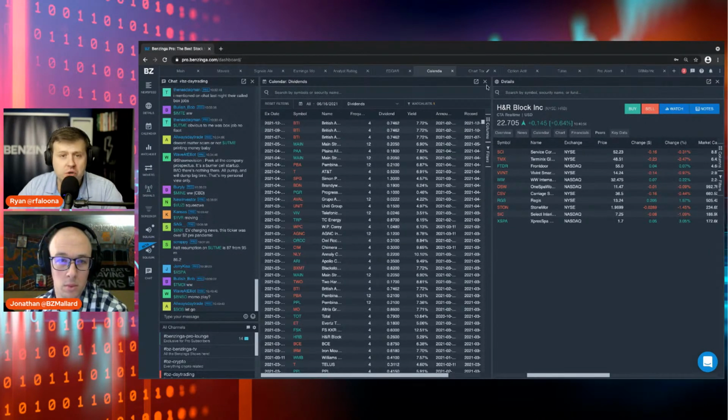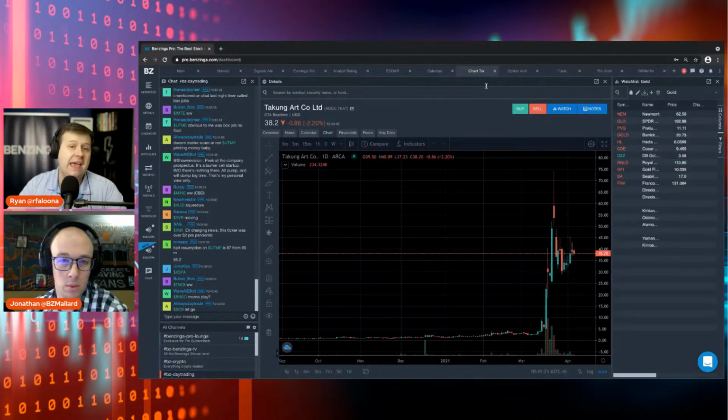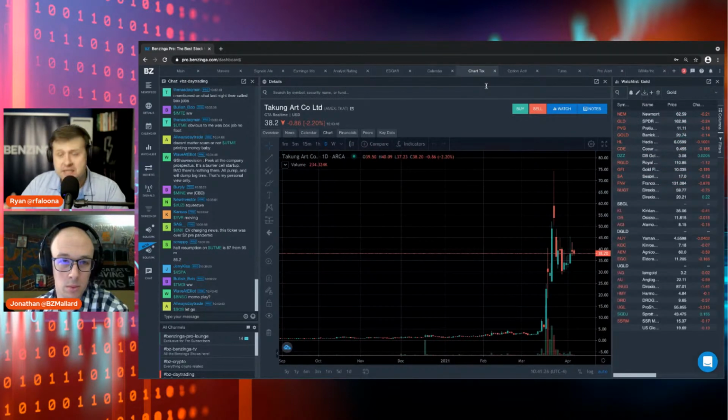I have a chart tool tab. This is where I do all of my charting. All I keep on here is one details tool. In some cases, maybe I'll open up a second if I want to look at two charts side by side, or in this case, pull up a watch list.